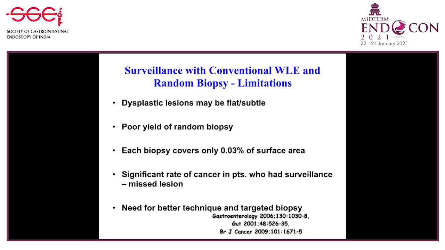Another area of application in surveillance is surveillance of patients with inflammatory bowel disease. So what are the limitations of surveillance with white light endoscopy? Now, dysplastic lesions in IBD may be flat or subtle and may not be easy to visualize on white light endoscopy. The random biopsy which is recommended has a very poor yield because each biopsy only covers a very small amount of colonic surface area. And data suggests that even in patients who've had surveillance there is a significant rate of cancer, which means that lesions were missed. Due to these limitations, there is a need for a better technique and also a need for targeted biopsy instead of random biopsy.